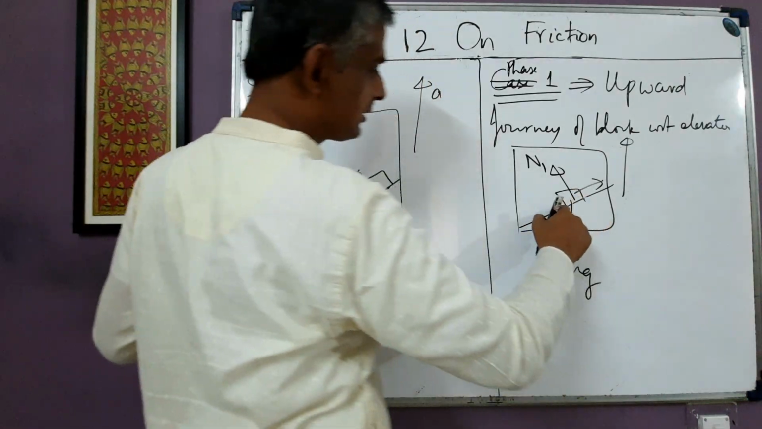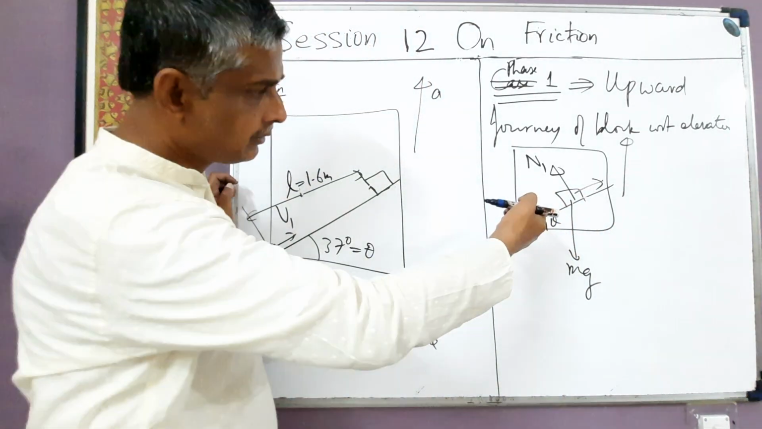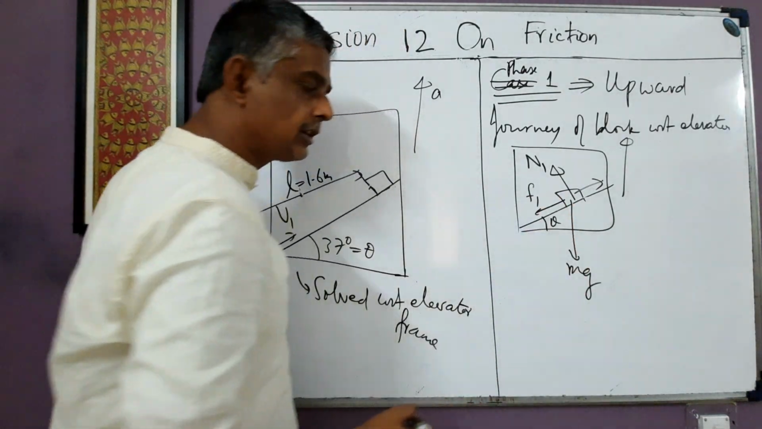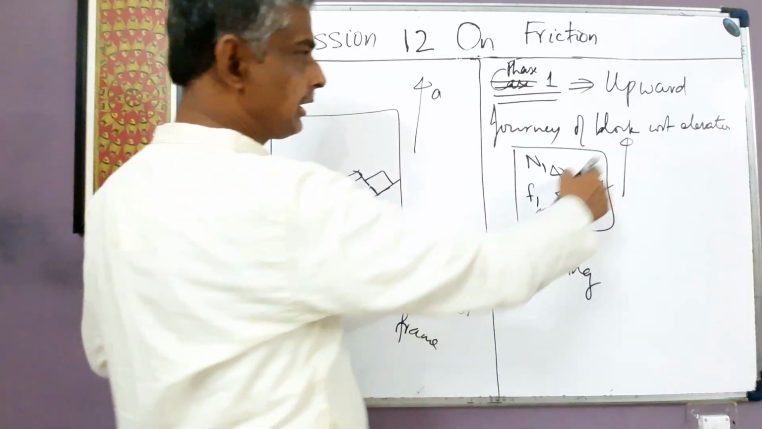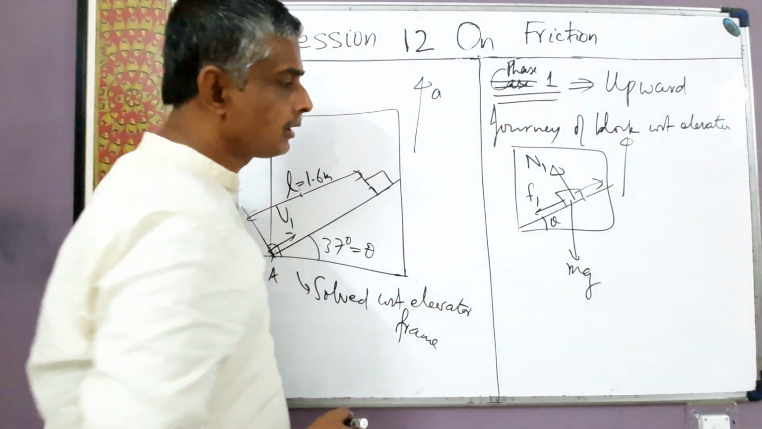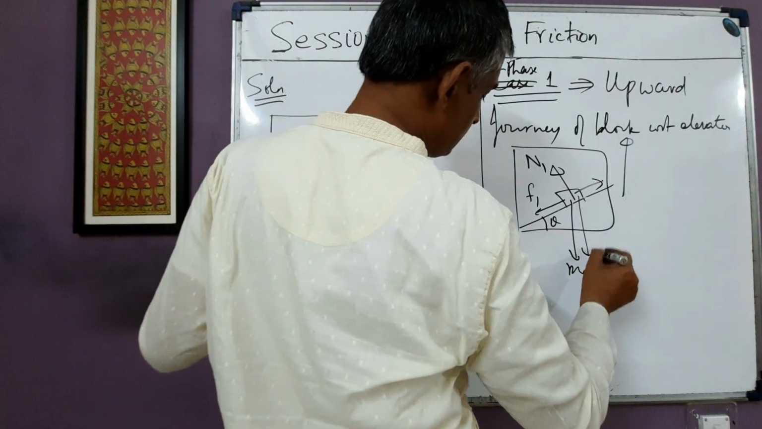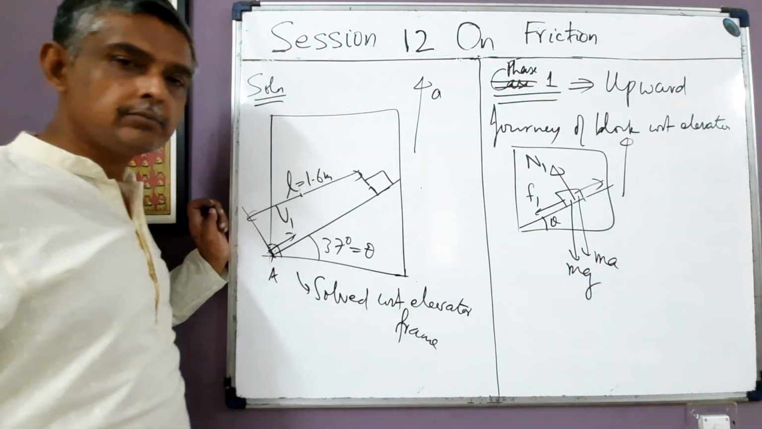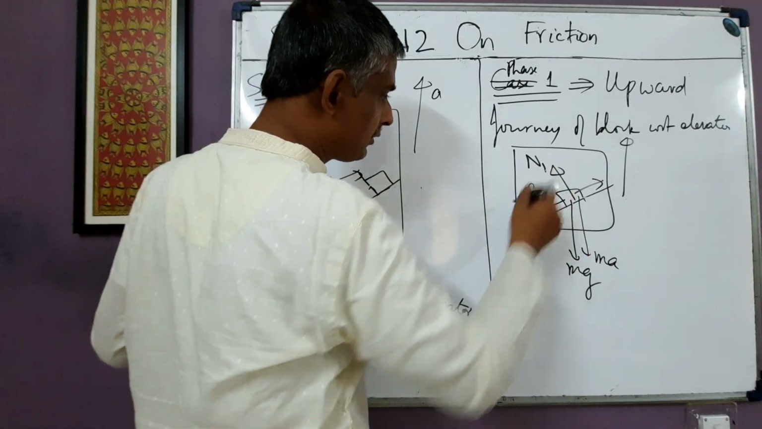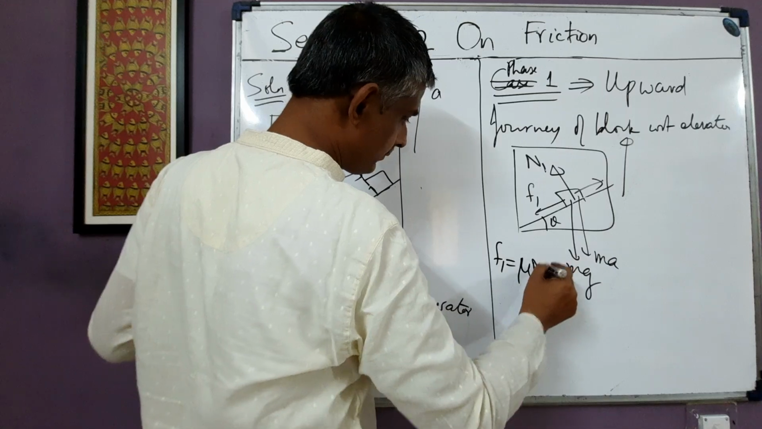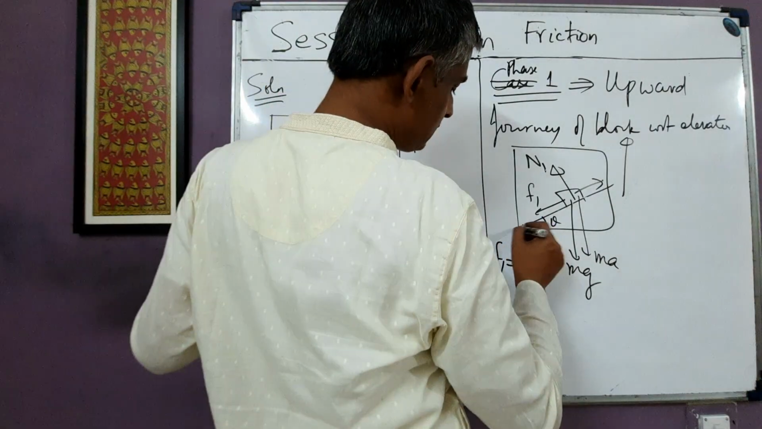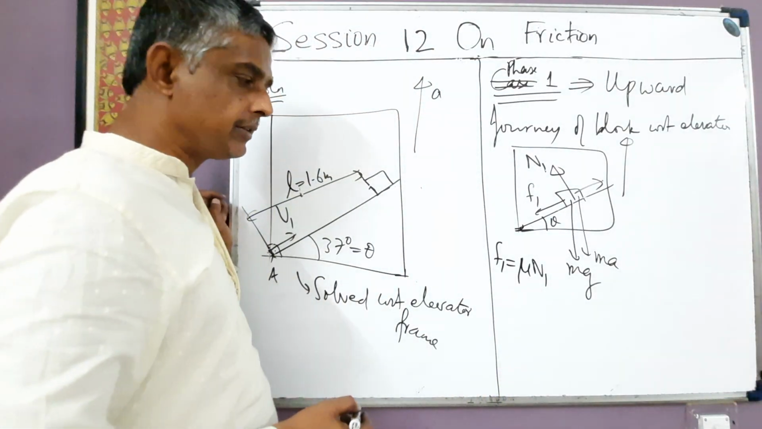Now the block is slipping over the inclined face of the wedge, so friction F1 will act on it down the incline. The elevator is accelerating with respect to the ground, so it is a translating non-inertial reference frame. As seen from the elevator frame, a pseudo force ma will act on the block down the incline. Since slipping is taking place, F1 will just be equal to mu N1, where mu is the coefficient of friction between the block and the inclined plane.